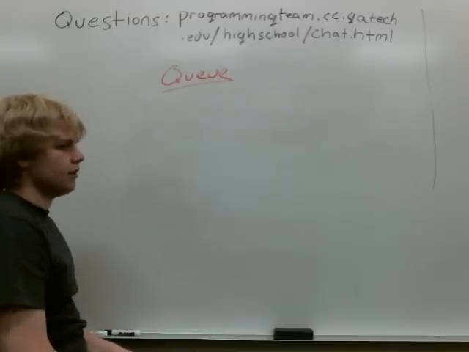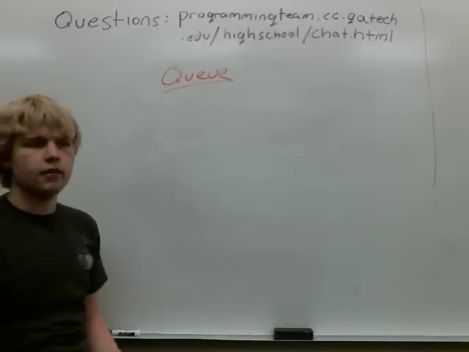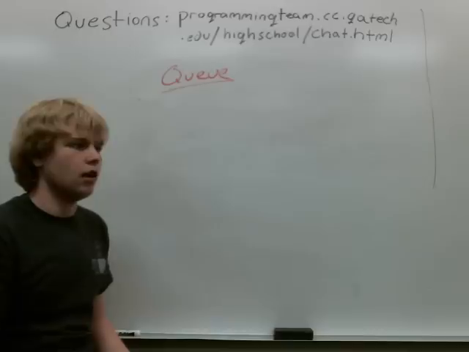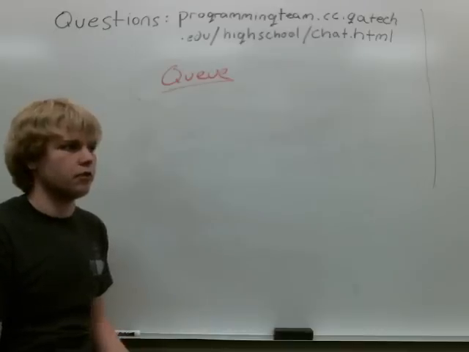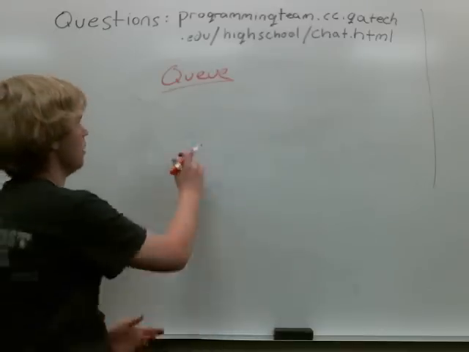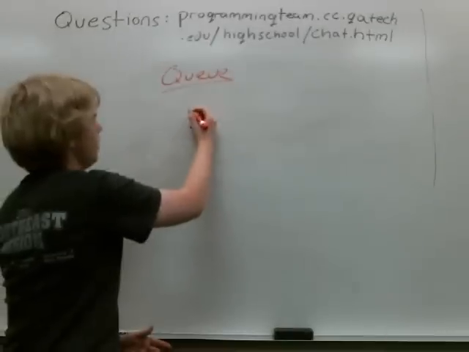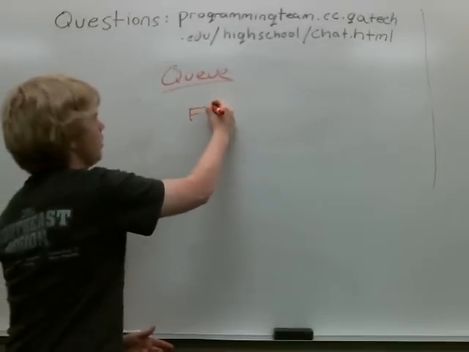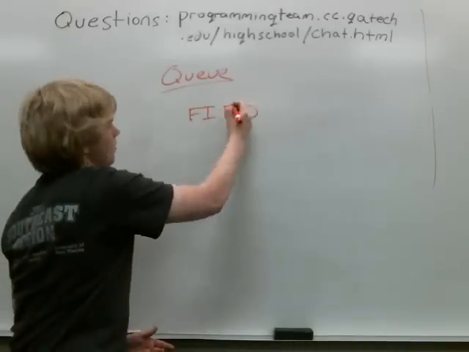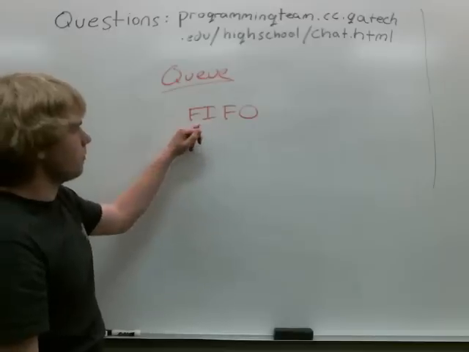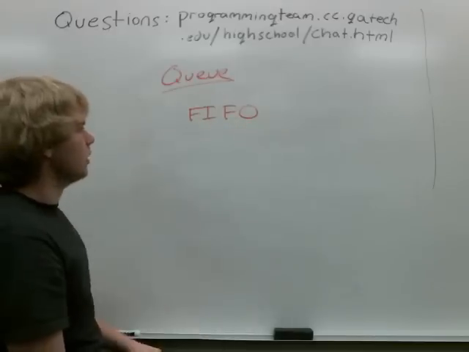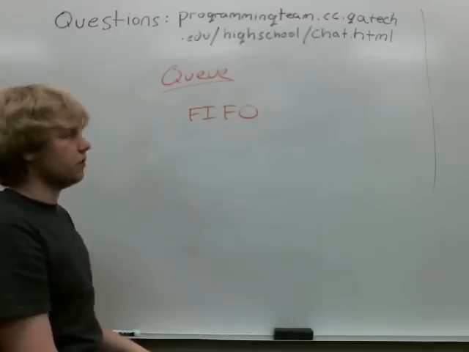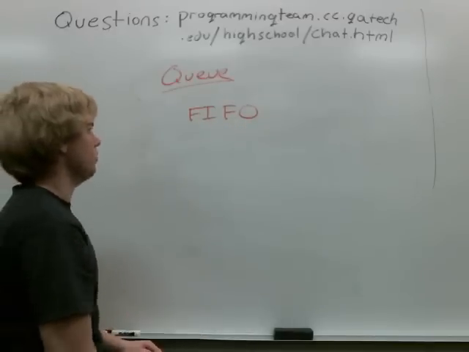A queue is what it sounds like. If you get in a line, sometimes you call that a queue at a roller coaster, theme park, or something. That's all it is. And when you're in line, the first person in is the first person out. So it's first in, first out. That's what FIFO stands for. So that's the abbreviation that's commonly used to describe a queue.